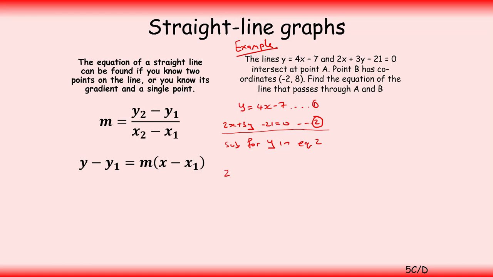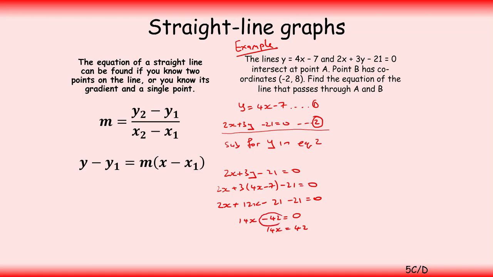Now equation 2 is 2x plus 3y minus 21 equals 0. So if I sub y is equal to 4x minus 7, that means I've got 2x plus 3 times 4x minus 7, minus 21 equals 0. Expand and simplify. I've got rid of y, I've only got terms in x now. So that gives me 2x plus 12x minus 21, minus 21 equals 0. So that gives me 14x minus 42 is equal to 0, 14x is equal to 42.